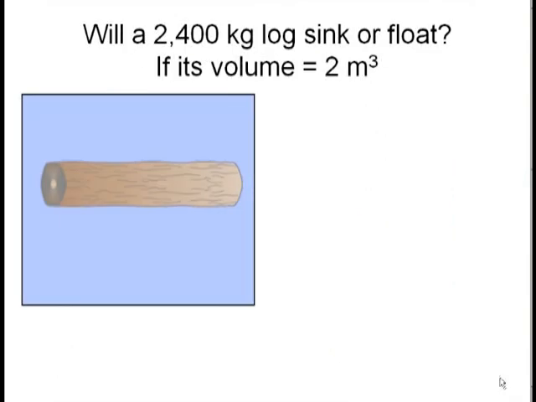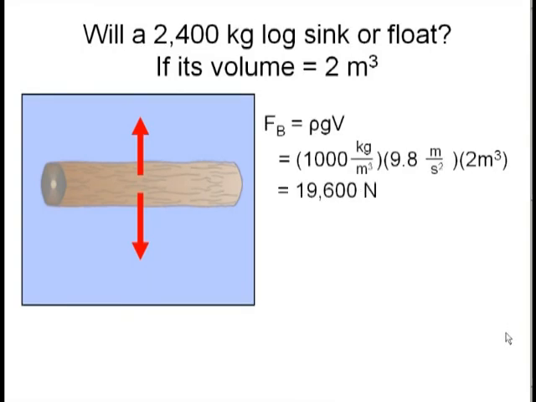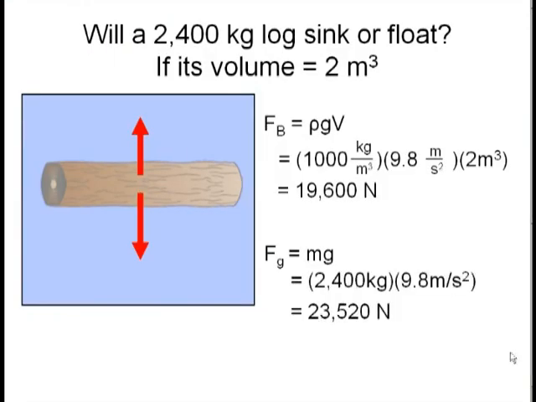All right, sample problem. Will this log sink or float? They're giving us the volume and the mass. So it will float if the buoyant force is larger than the gravity force, and it will sink if the gravity force is larger than the buoyant force. So we're going to calculate both. Rho g V is the buoyant force, and mg is the gravitational force. And in this case, the gravitational force is larger, so the log will sink.